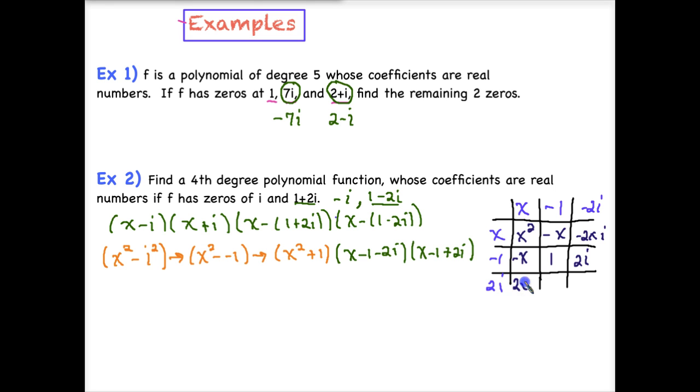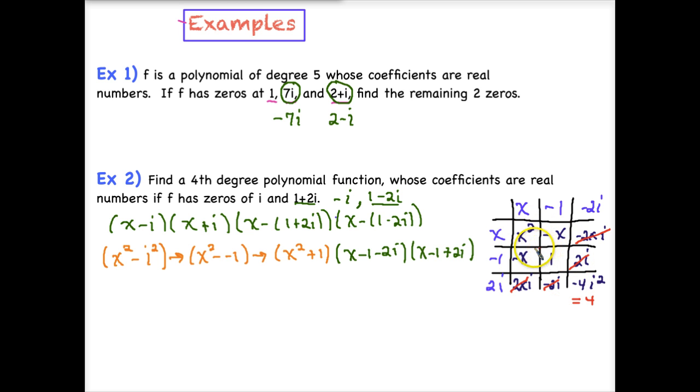So we would get 2xi, -2i, and -4i squared. Once we have this, we can start to simplify. 2xi and -2xi cancel, -2i and +2i cancel. i squared, remember, is -1. -4 times -1 will give us +4.